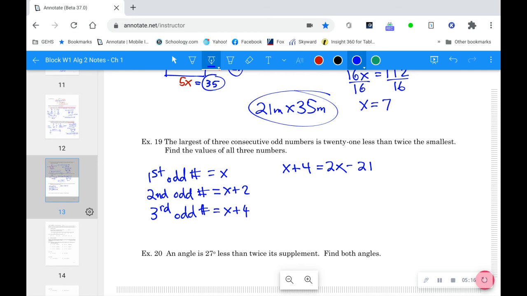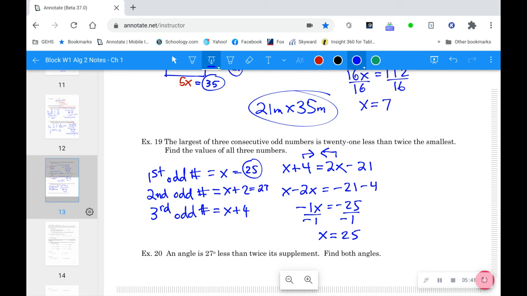Okay, we've got to solve this. I'm going to take the 4 that way and the 2x this way. That'll be x minus 2x. Over here, negative 21 minus 4. So that's going to get us to negative 1x equals negative 25. And I'll divide by negative 1 in this case. So x equals 25. So come back up here, 25. Add 2, 27. And add 2, and that'll be 29. Or you can say 25 plus 4.